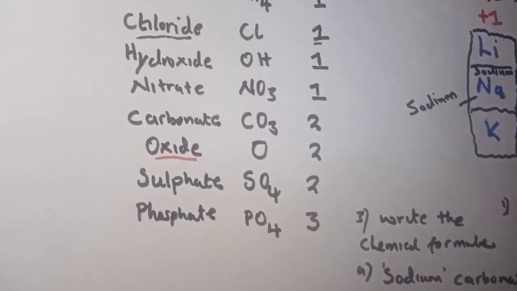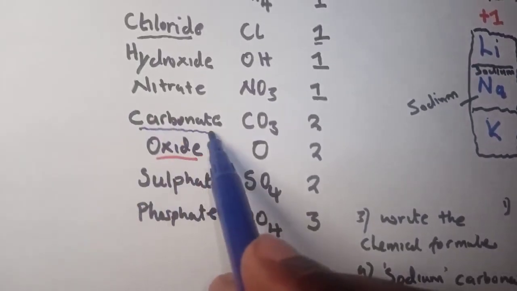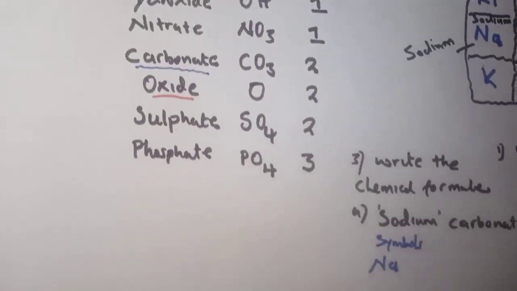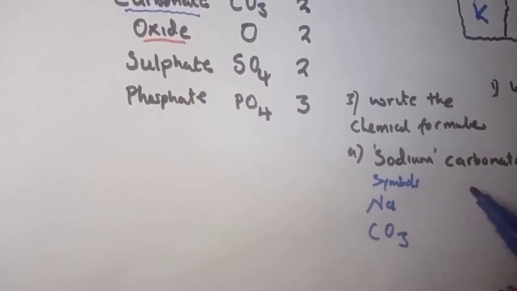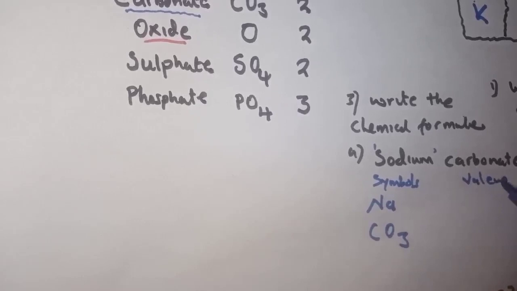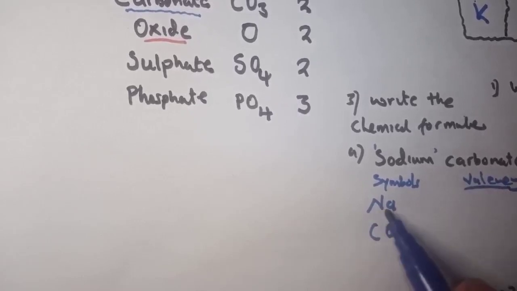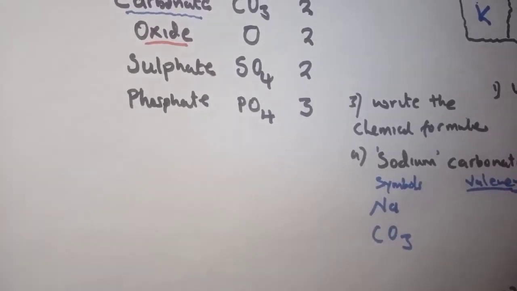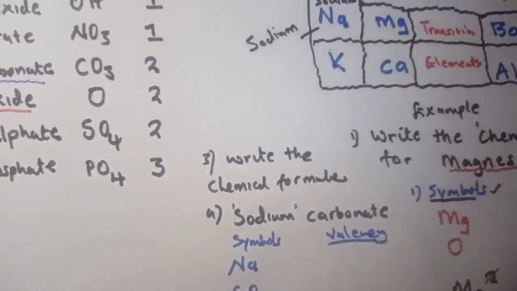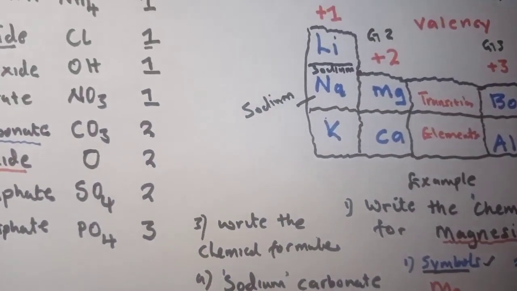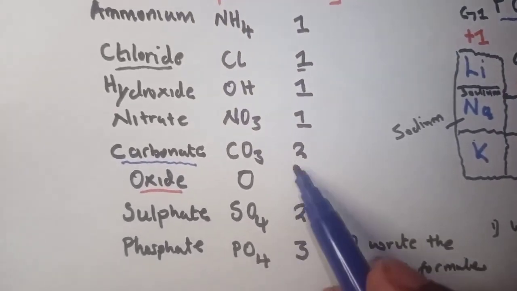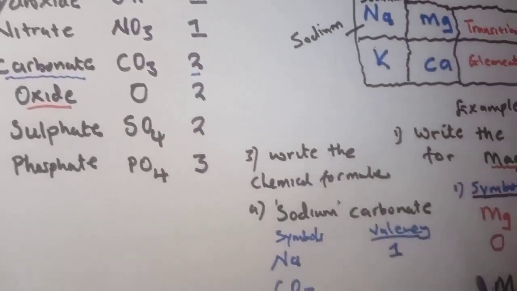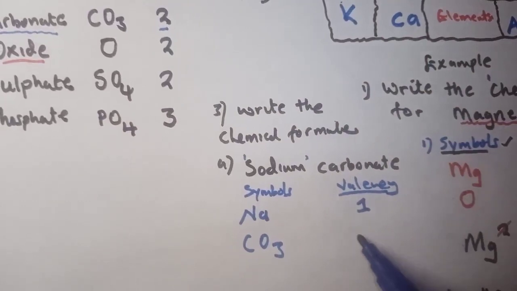Carbonate's a radical. Carbonate here, the symbol is CO3. And the valence for sodium, it is 1. It's in group 1. And the valence for carbonate, it's simply 2.